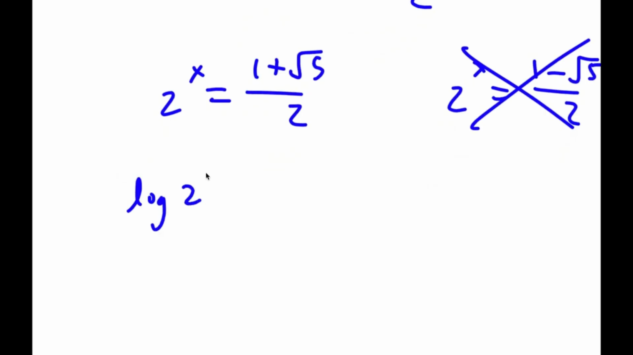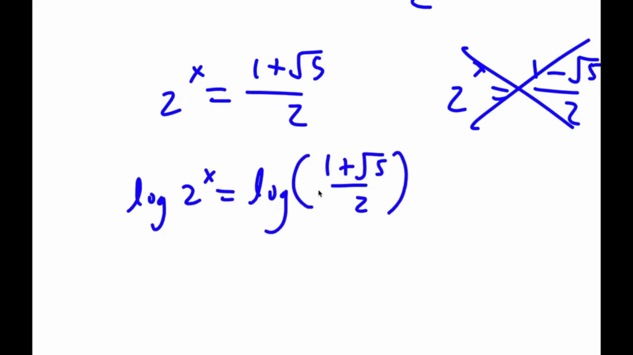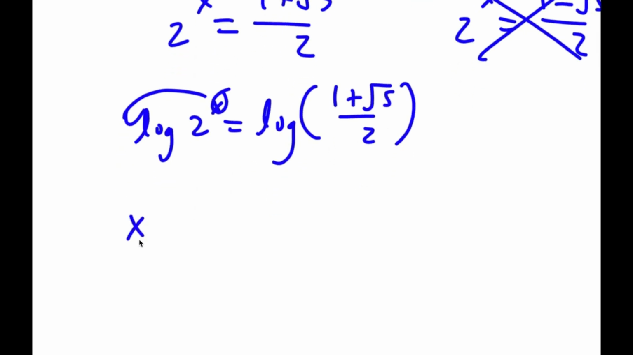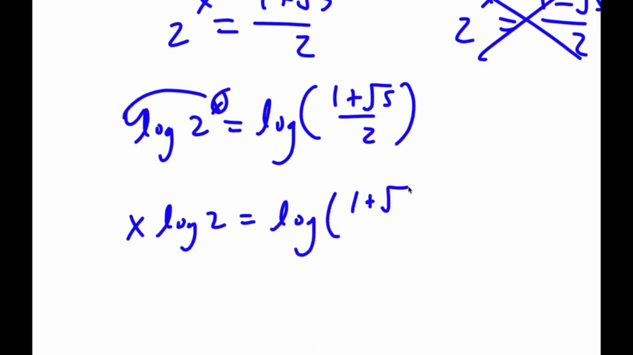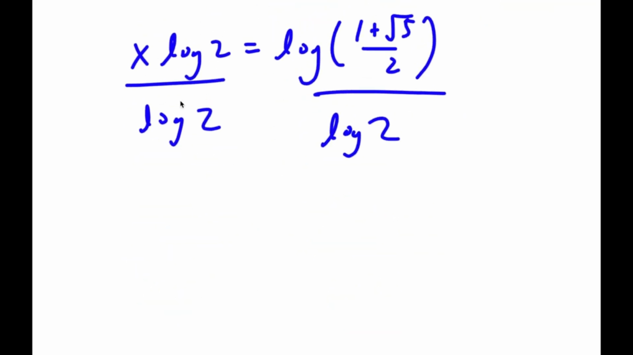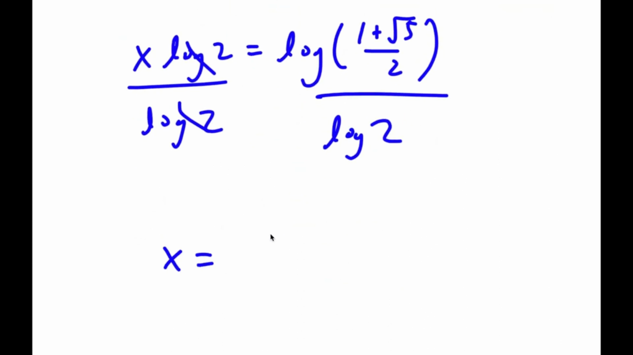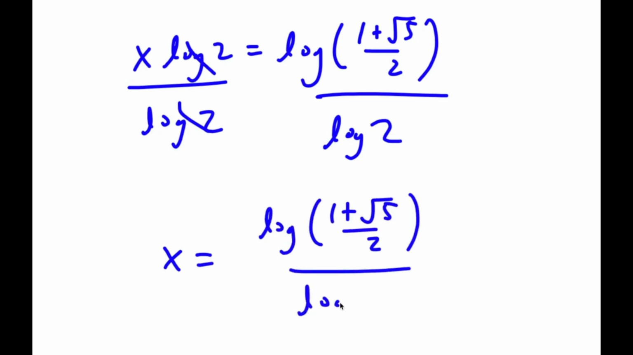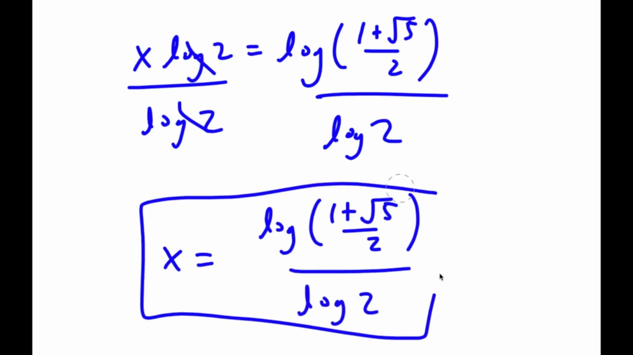So to solve this, I'm going to take the log on both sides. Now I can move x to the front, so now I have x times log 2 is equal to log 1 plus the square root of 5 over 2. Now if I divide both sides by log 2, I get x is equal to log 1 plus the square root of 5 over 2 over log 2. So this is my answer.